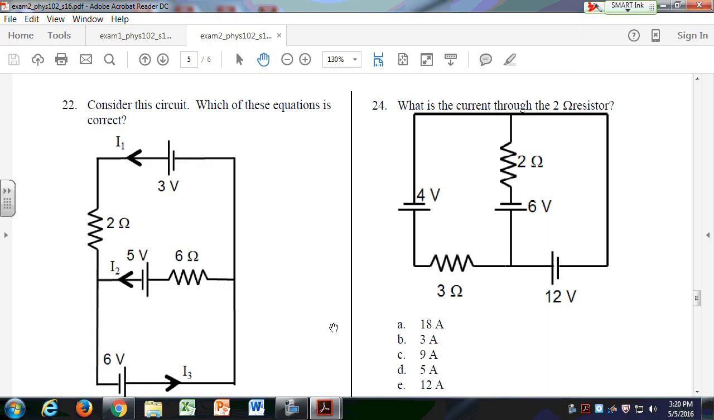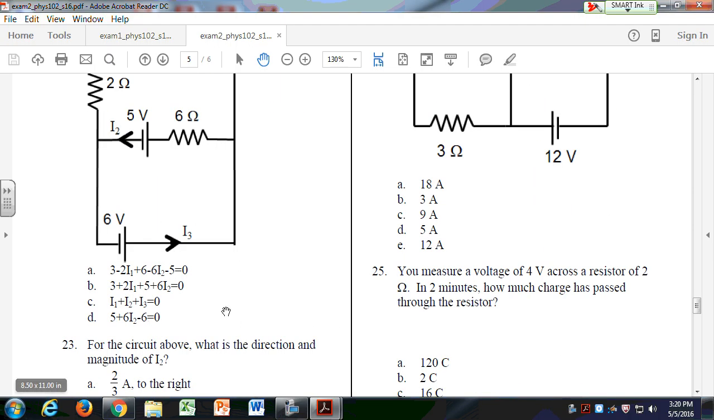Multi-loop, you're going to have a multi-loop. It'll be just like this except a different circuit where you have to find the equation and then you have to calculate the current. Those 2 are on the test.